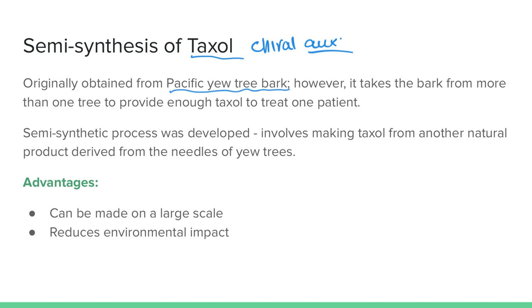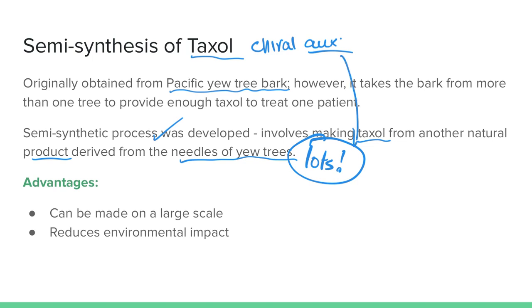So a semi-synthetic process was developed that involves making Taxol from another natural product derived from the needles of the yew trees, which there are lots. And so we're not now limited by how much we can produce. We use a chiral auxiliary in this semi-synthetic process. The advantages here are that it can be made on a large scale and it reduces the environmental impact of this particular synthesis process.